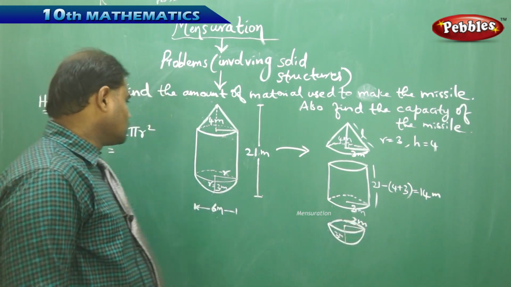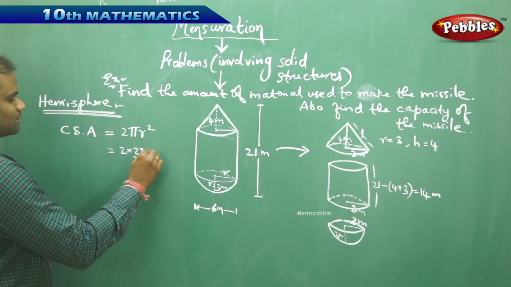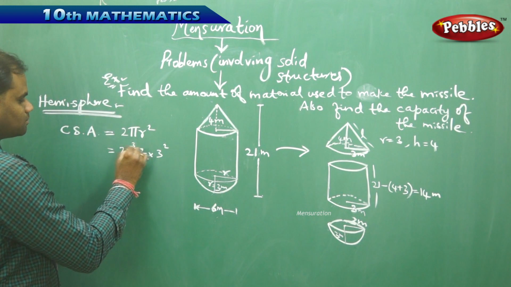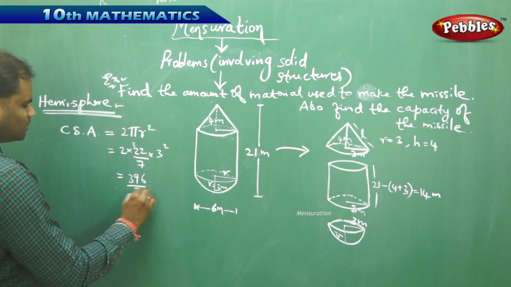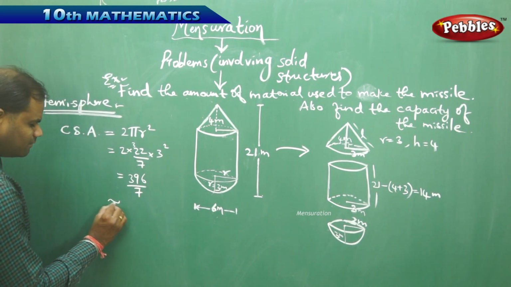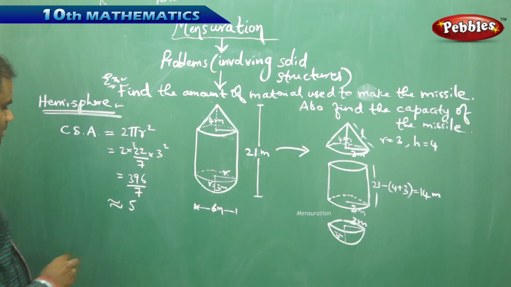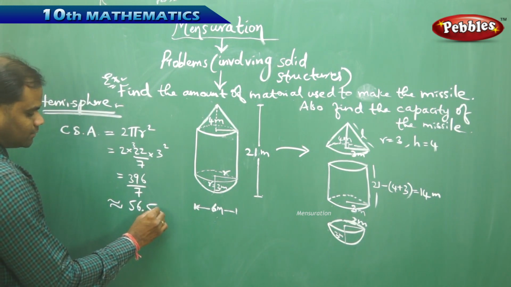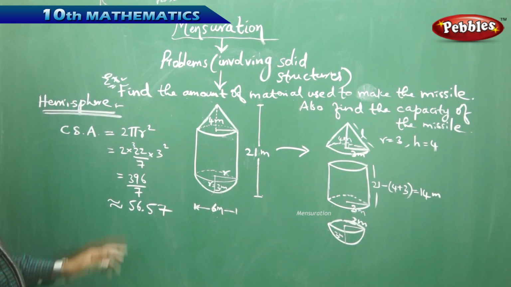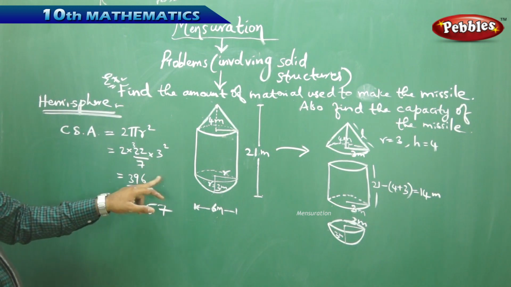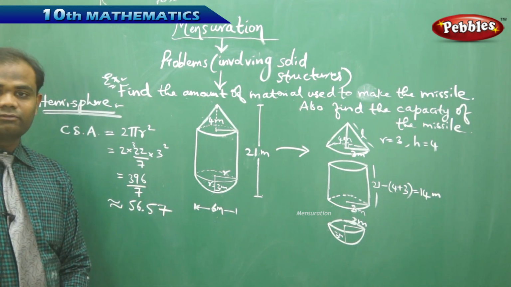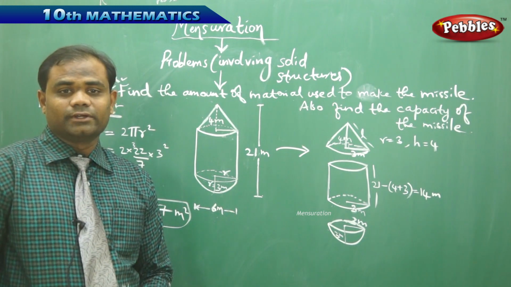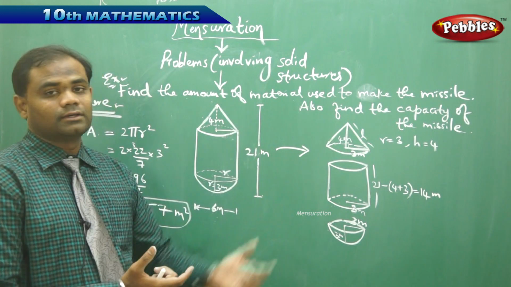Now since the radius is 3, on substitution I get 2 times 22 by 7 times the radius 3 square, therefore 9 2s are 18, 18 times 22 is 396, 396 over 7, which on division approximately gives me 56.57 meters square, is the area of the hemispherical region I require to make the missile.